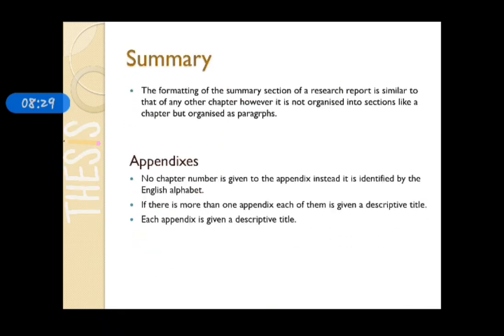Summary. The formatting of the summary section of a research paper is similar to that of the other chapters. However, it is not organized into sections like a chapter but organized as paragraphs. Appendixes. No chapter number is given to the appendix. Instead, it is identified by an English alphabet letter. If there is more than one appendix, each of them is given a descriptive title. Each appendix is given a descriptive title.